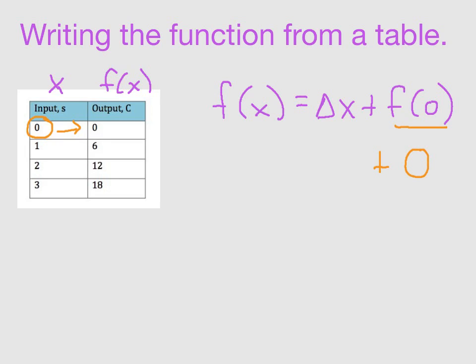Next, I need to find my delta. My delta will mean finding a pattern. My pattern here is going to come out of the second column. To get from 0 to 6, I add 6. 6 to 12, add 6. 12 to 18, add 6 again. Add 6 is my delta, so I'm going to fill that in there. Everything else remains the same. F of x equals 6x plus 0. This is the explicit form for this particular equation.